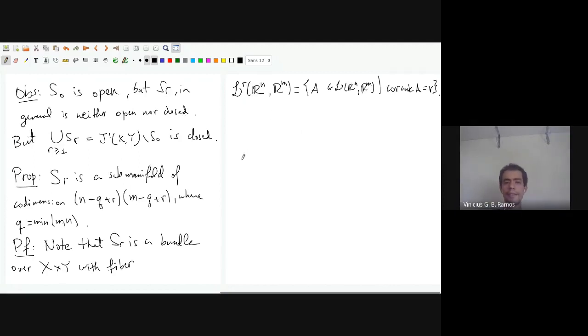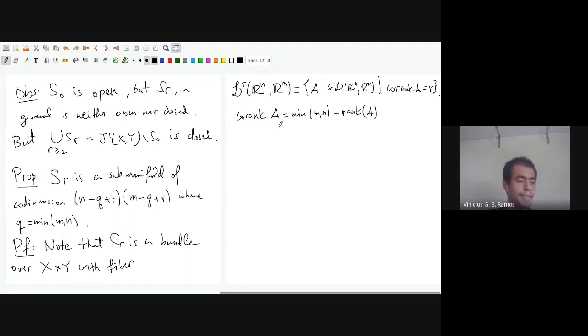We know that the one-jet space is a fiber bundle over the product X times Y with fiber just given by the space where the derivatives live, this linear space of maps from R^n to R^m. And the extra condition that we impose to be in S_r is basically the same as saying that the co-rank of the derivative is r. I haven't quite defined the co-rank of a linear map: the co-rank of A is the minimum of m and n minus the rank of A. This is not completely standard. Some people define the co-rank as just m minus the rank of A. But for now we'll define it like this, because we want to talk about immersions and submersions at the same time.